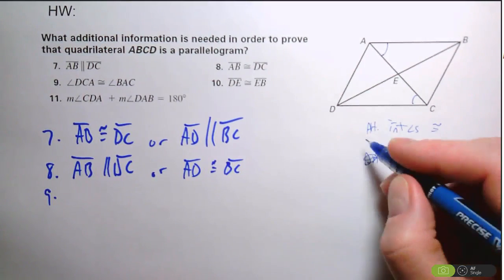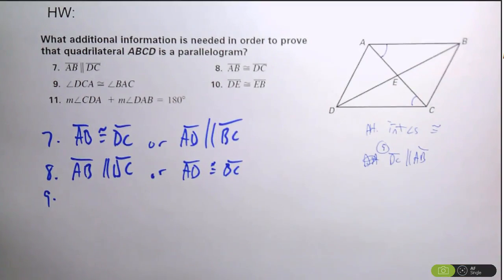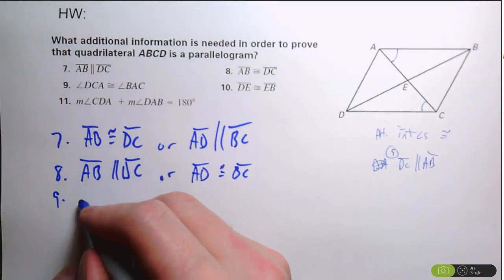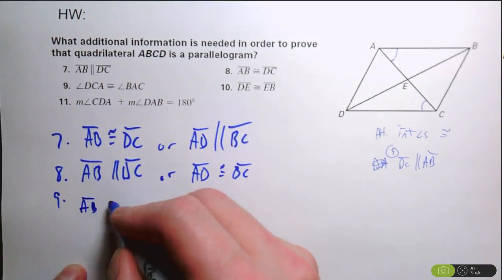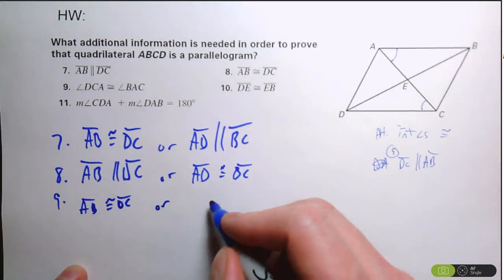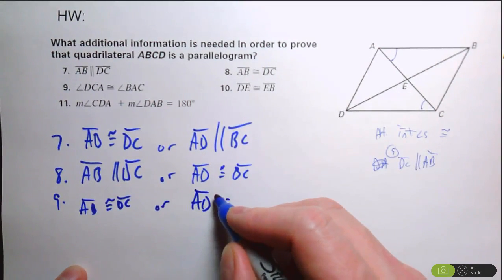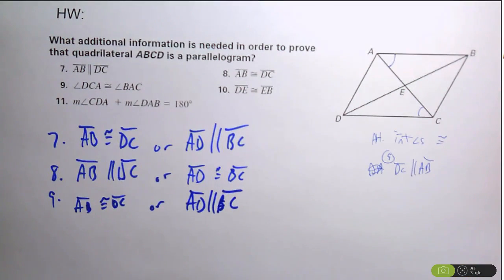Okay, that's for number 9. If DC and AB are parallel, we really can just use the same arguments from 7: AB is congruent to DC, because you've got congruent and parallel, or AD is parallel to BC, because then you have both pairs of opposite sides parallel.